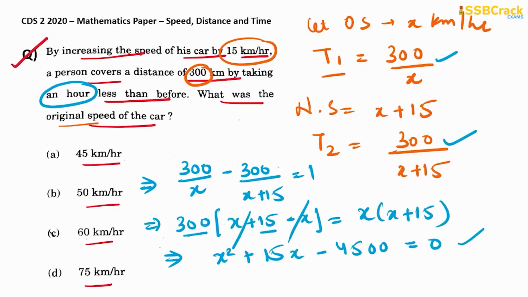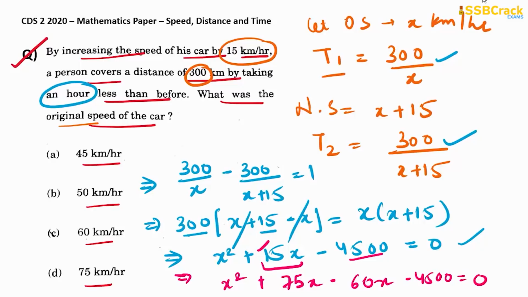We can easily do the middle term splitting to find the solution of this equation. Here we can split 15x into terms such that the addition or subtraction of those two terms should give 15 and the multiplication should give 4500. So it will be x square plus 75x minus 60x minus 4500 is equal to 0. We have done the middle term splitting of 15x into 75x minus 60x.